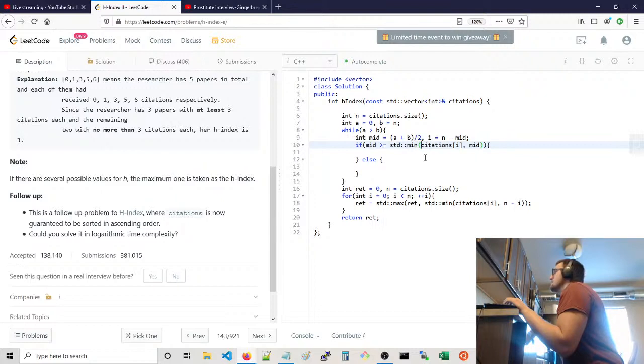and actually, we don't need the minimum of these. We already know mid is large enough for what we're looking for. So really, it's just if this is greater than or equal to the mid that we're looking for. If that's true, then we can update ret to that value.